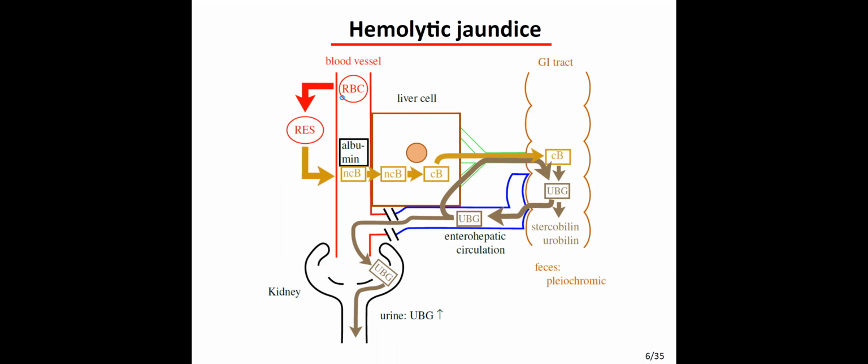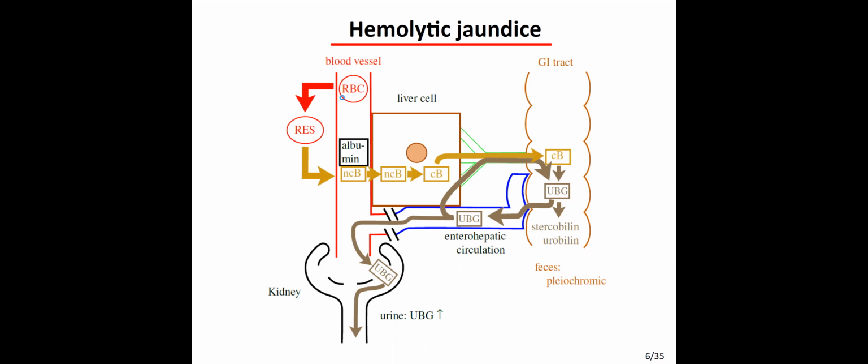But an additional thing can happen: mostly the hematocrit is going to decrease. Now, if we have a chronic hemolysis, what's happening? Chronic hemolysis causes anemia. Anemia triggers the erythropoietin level. So we have an increased erythropoiesis.